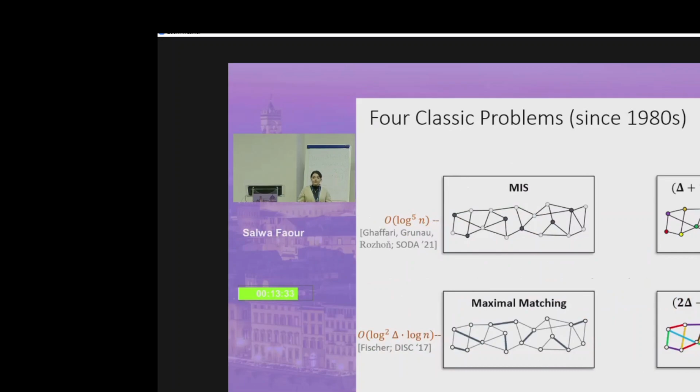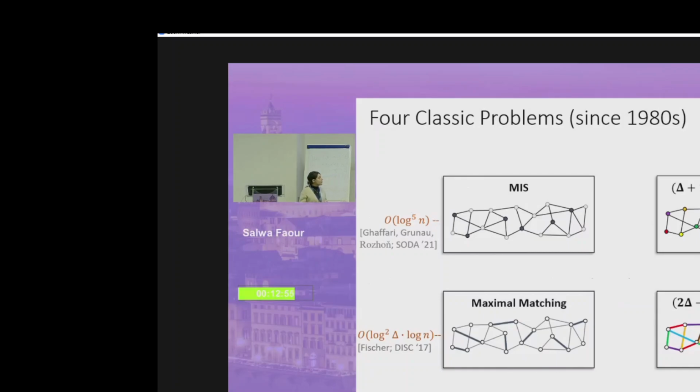It's worth noting that there have been 4 classic problems studied over 30 years or so in the area of distributed computing. 3 of those you've just seen, the other than MIS. These can be solved in O of log squared delta log n. And by the way, this is the best current time complexity to solve them with a deterministic distributed algorithm. However, for MIS, short for maximal independent set, the best known result prior to this work was O of log to the power 5 n by Ghaffari, Grunau, and Rozhoň.